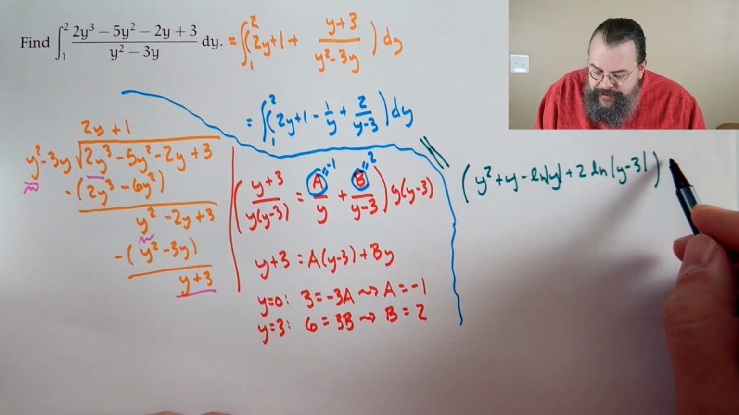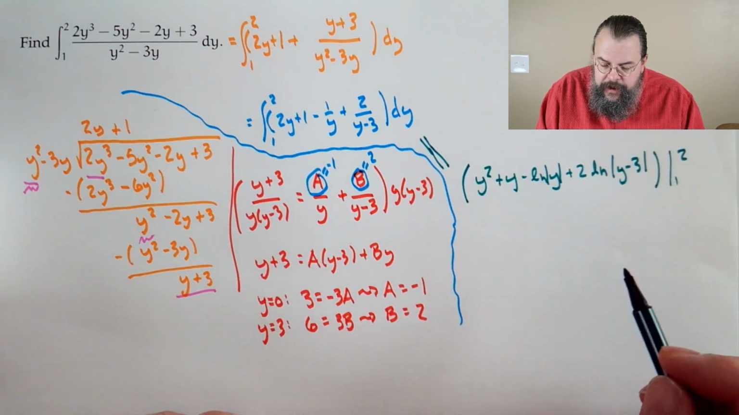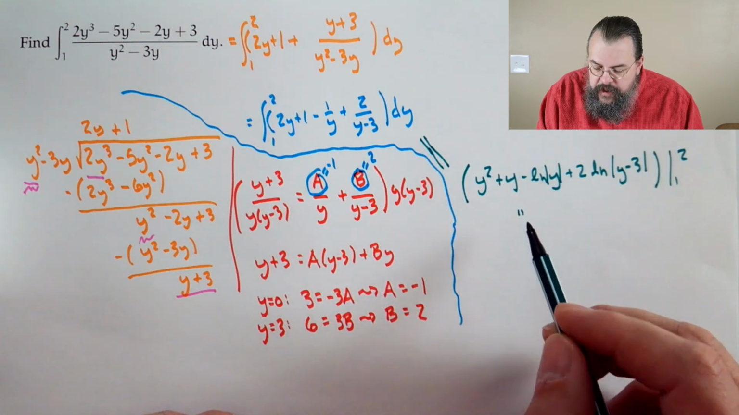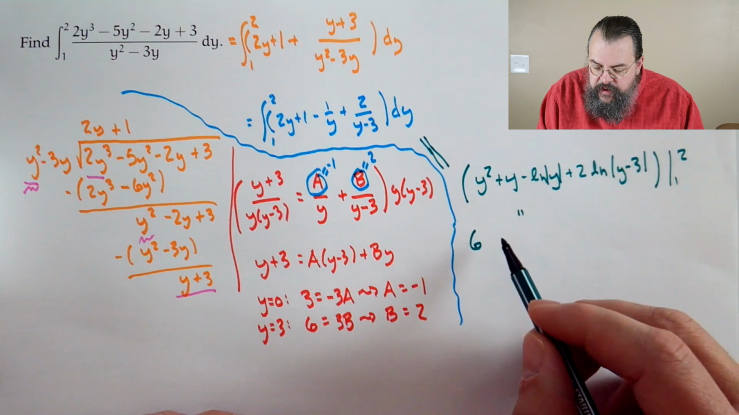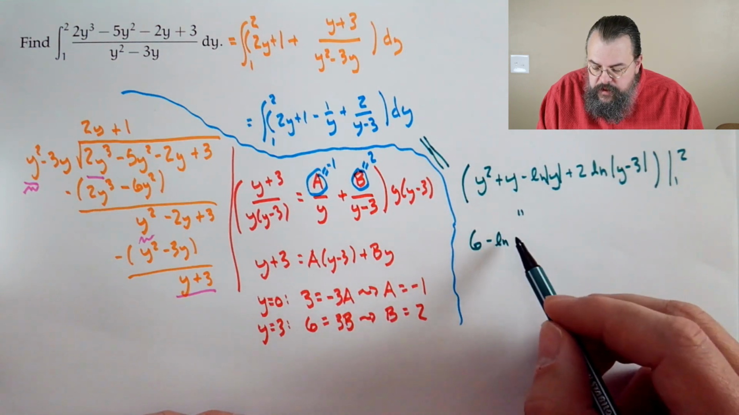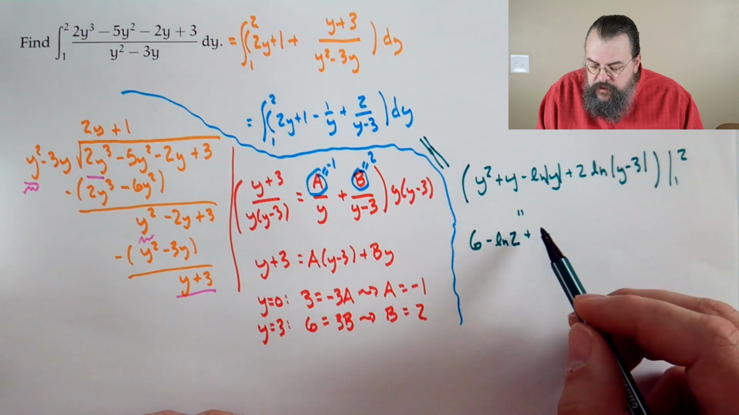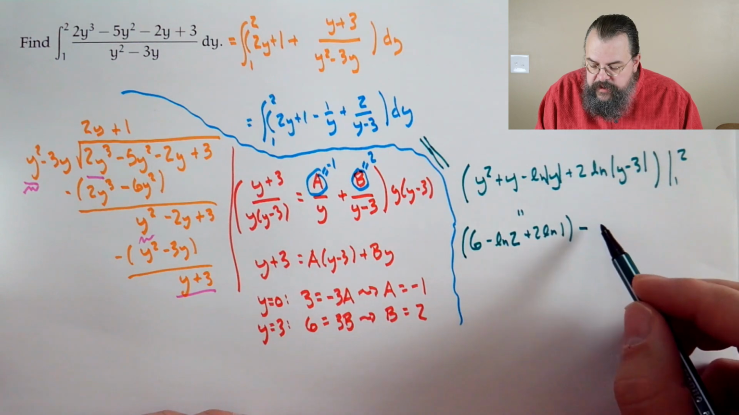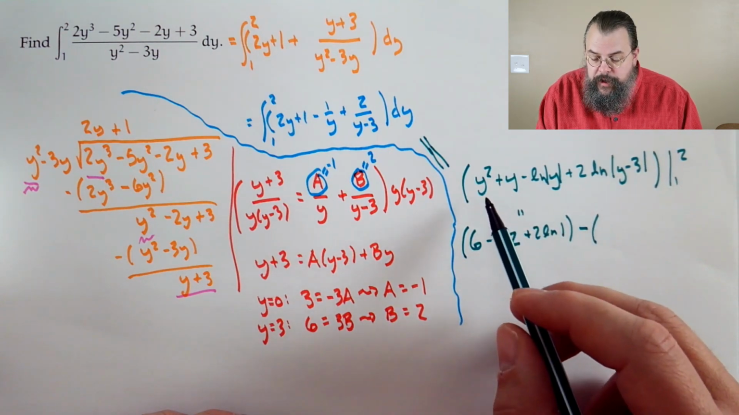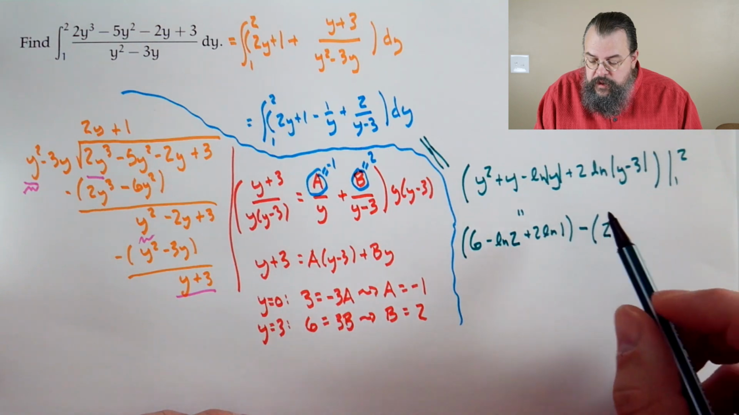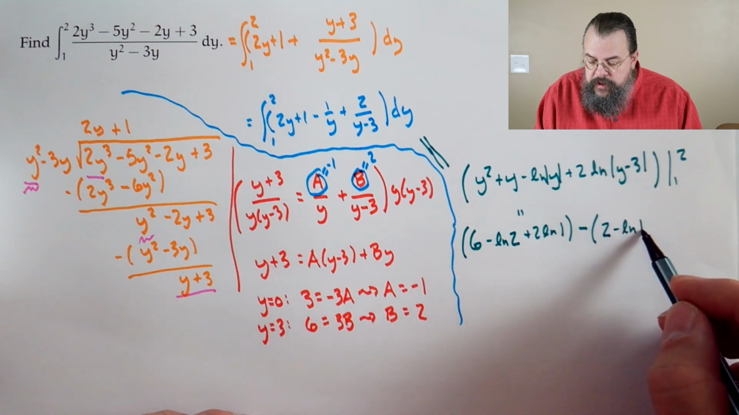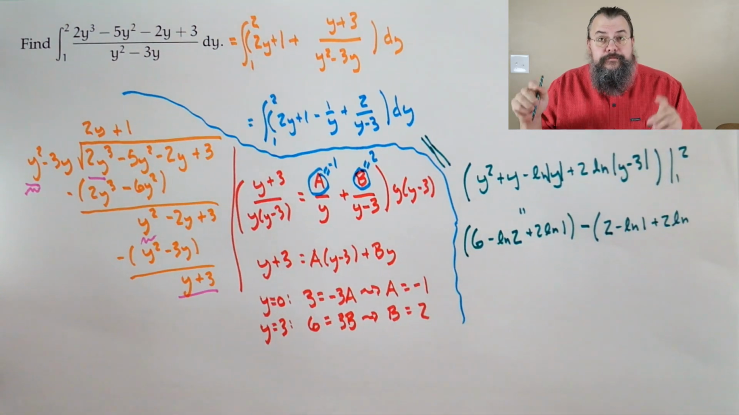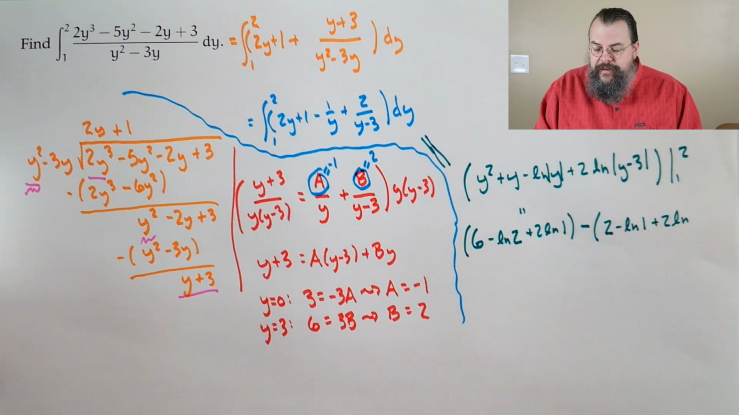All right, and then we're going to evaluate from 1 to 2. Okay, so plug in 2. 2 squared, 4 plus 2. All right, that's 6 minus log of 2, plus 2 log of 1. Subtract, plug in 1. 1 squared plus 1, 2 minus log of 1. And then plus 2 log of 1 minus 3 is negative 2, but we're taking absolute values. So that's a log of 2.